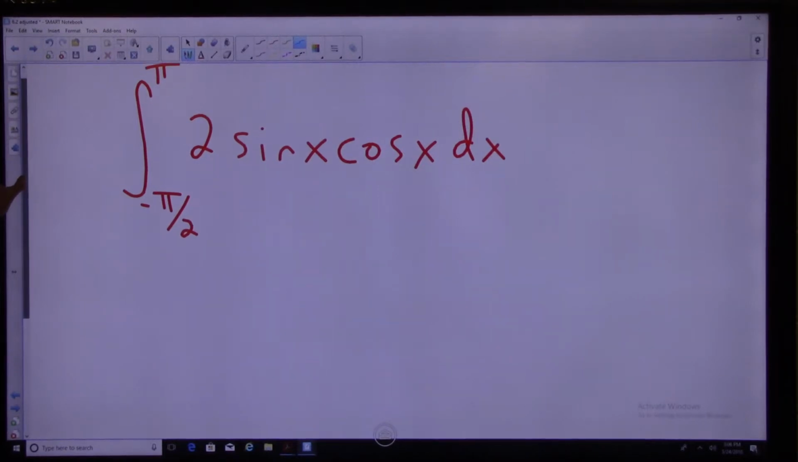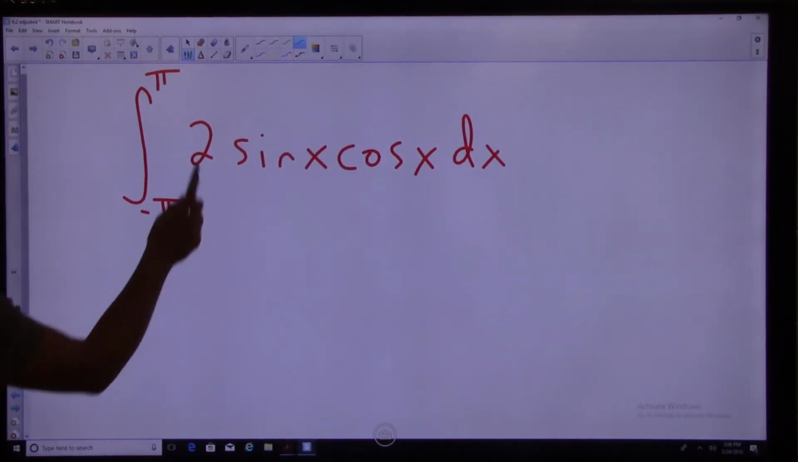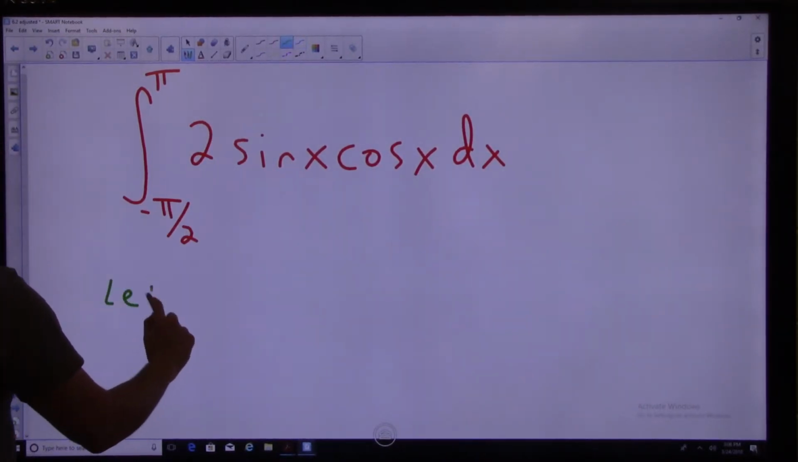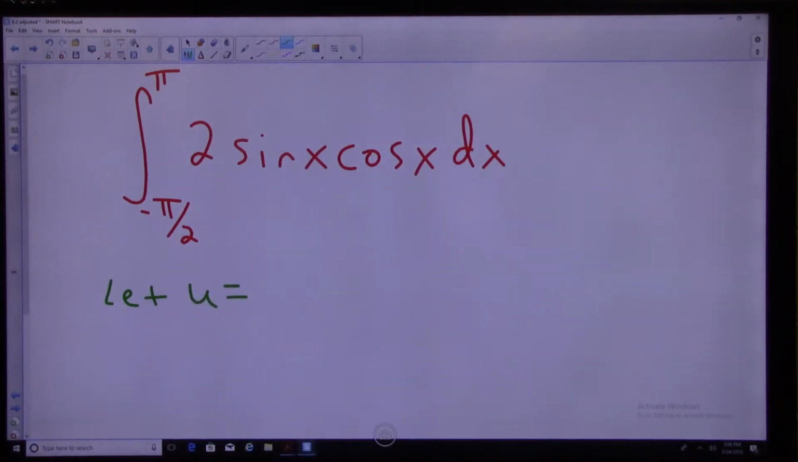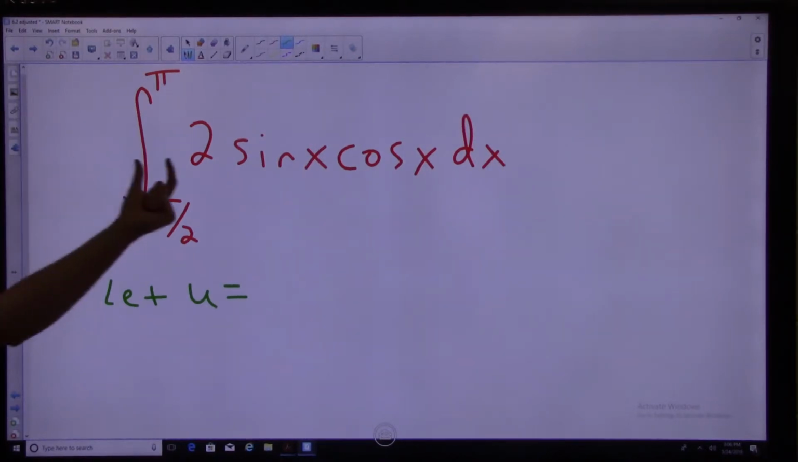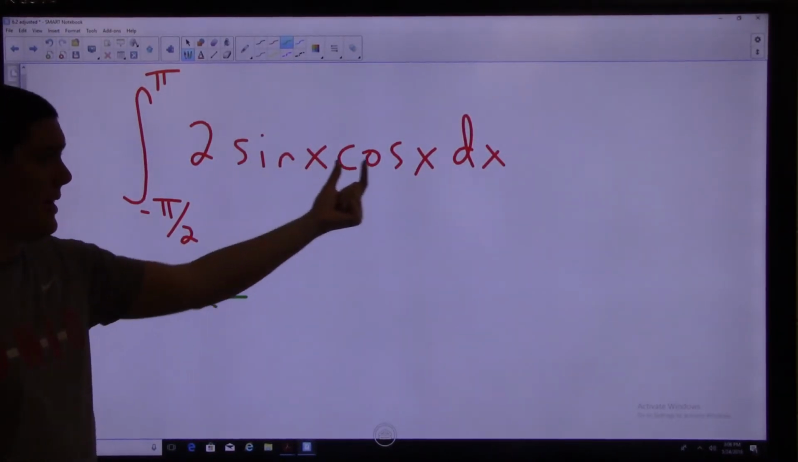What I'm going to do, just talk you through it. We're using substitution again. Always let u equal something that if you take the derivative of it, you get something similar to what you have already. So really, technically, you could let u equal sine x or cosine x.